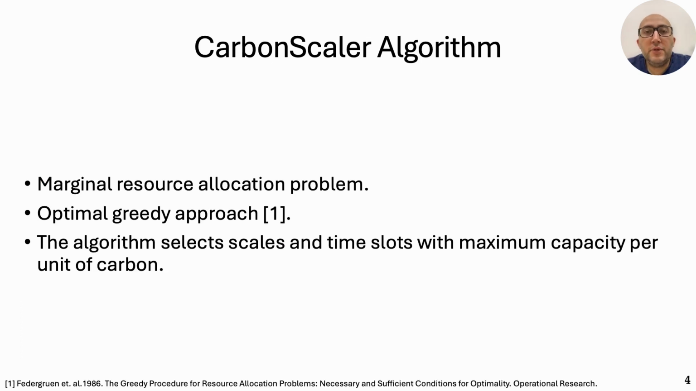The key idea to solve this problem is formulating it as a marginal resource allocation problem where greedy solutions are optimal. The algorithm computes the schedule by greedily selecting the scale and time when marginal capacity per unit carbon is maximum. Check out the paper for more details about the algorithm and its optimality.